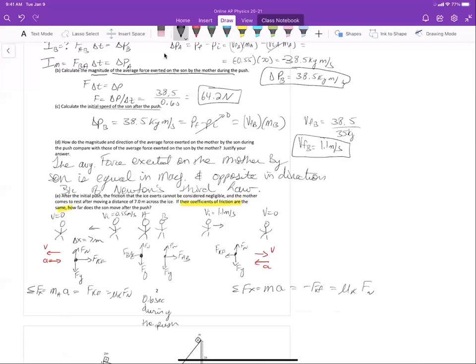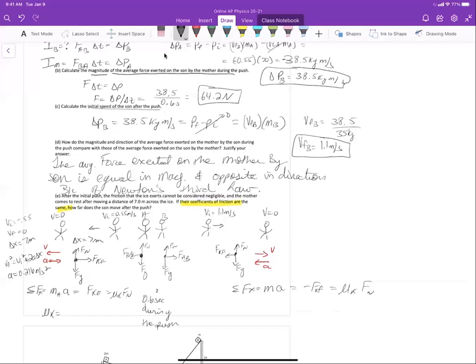Because I can find acceleration, right? I have three things. I have her initial velocity of negative 0.55. I know her final velocity is 0. And I know delta x is equal to 0.7 meters. So I can find acceleration using this equation, v final squared equals v initial squared plus 2a delta x. And if you plug that in, you'll find a equal to 0.0216 meters per second squared.